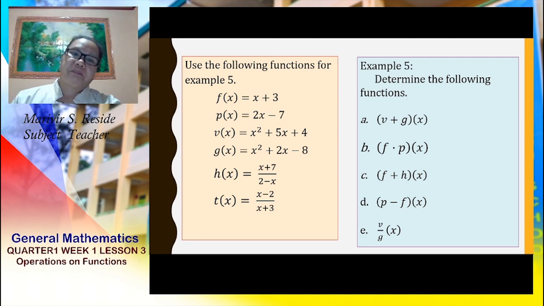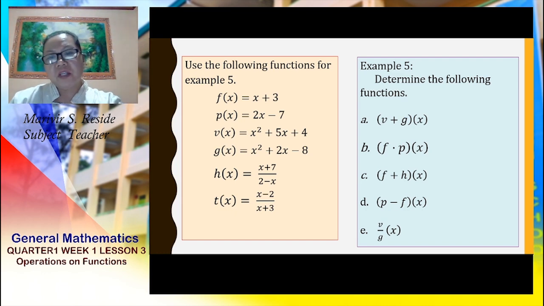Okay, let's proceed. We have to use the following functions for us to solve example number 5. Okay, so for the given functions, we have f of x, p of x, v of x, g of x, h of x, and t of x. And for the example, we have to solve the following functions. First, v plus g of x. Second, f times p of x. Third, f plus h of x. Fourth, p minus f of x. And fifth, v over g of x. Excuse me. So this is clear.